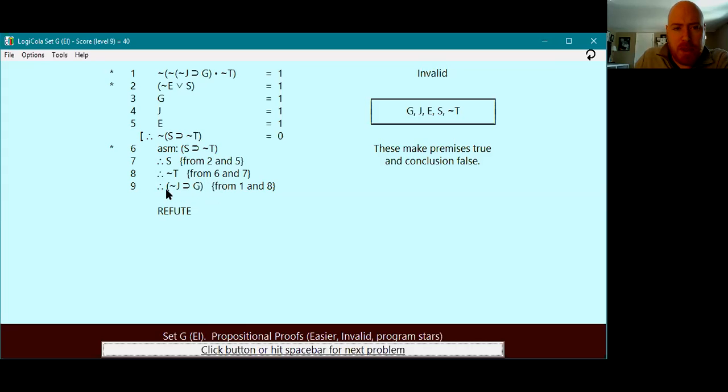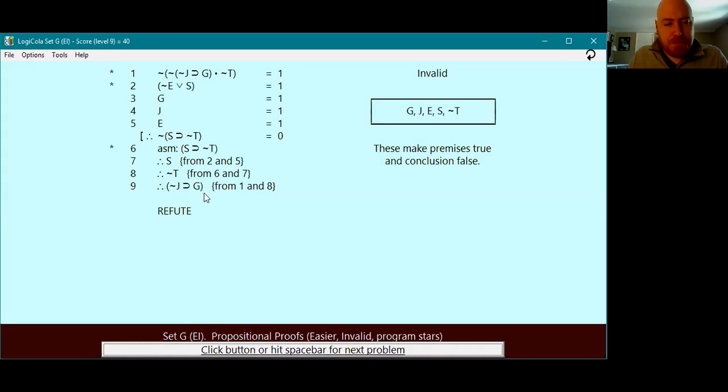So this is a complex formula, but how come I don't need to break this up? Well, the reason why I don't need to break this formula up on line 9 is because I've already got that this is going to be true based on the values of other things that I have. So this is saying that if not J is true, then so is G. Well, I've got that G is true on line 3, and I've got that J is true on line 4. So that means that I have a true consequent and a false antecedent. So that's enough to make this formula true already.